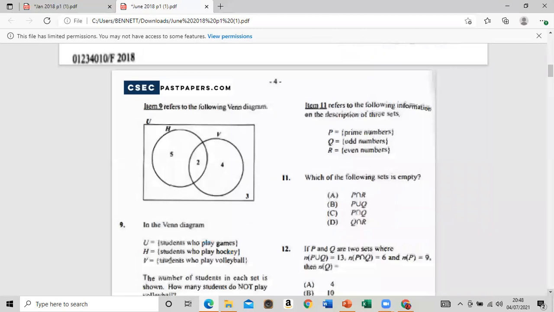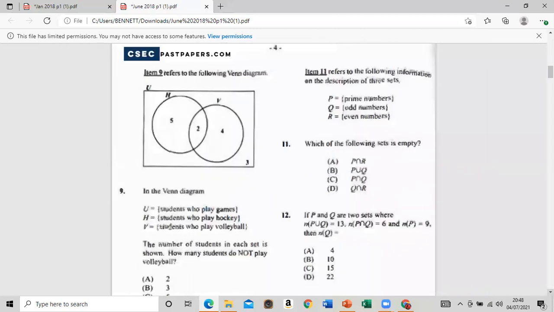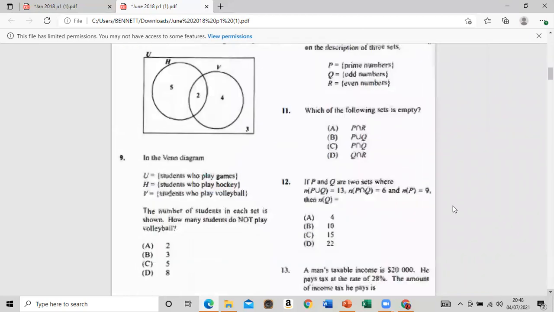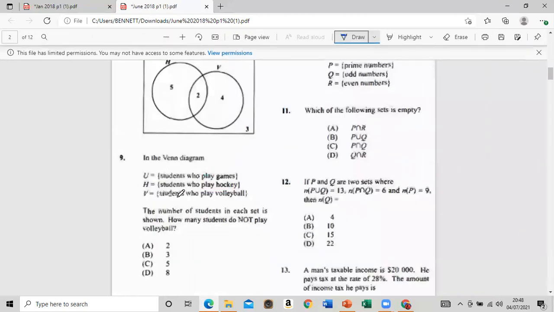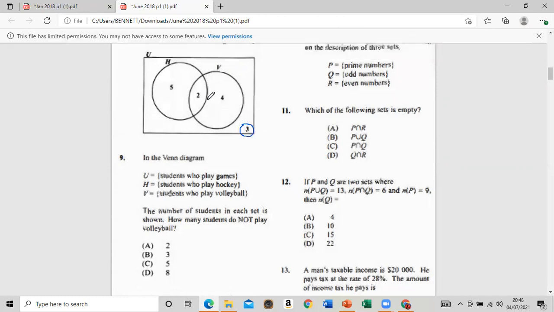This one was done on the previous paper, if you guys are following. It says U is equal to students who play games. That's the universal set. Students who play hockey are represented by H. Students who play volleyball are represented by B. And they ask us now, how many students do not play volleyball? Now, these persons are the nerds in the class. They don't play any sport. And volleyball, 5 play only. So it's 5 plus 3. So that gives us 8.